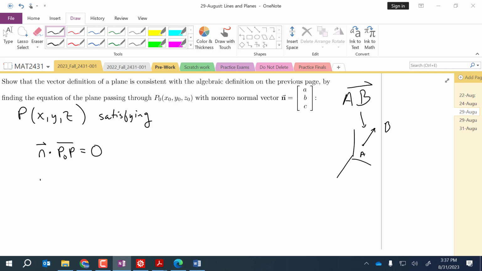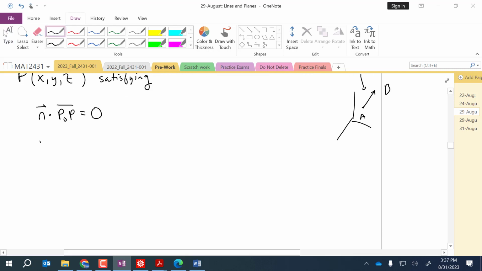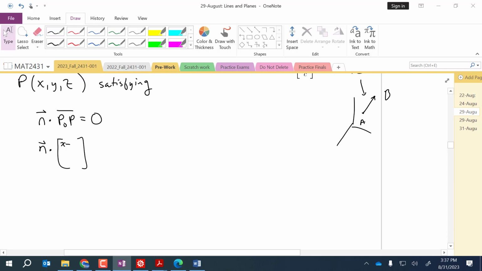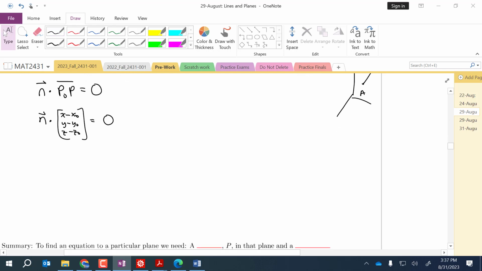So let's go ahead and explore it, because there's still a little room for confusion here, so let's keep diving down into it. First of all, we'll write n dotted with, how do we construct a tip-to-tail vector? We would do x minus x naught, y minus y naught, z minus z naught. What am I doing there? I'm taking the tip minus the tail to give me each of those components of the position vector. And we want this to come out to be what? 0. So what's our normal vector? It was the vector ABC. We want to dot it with this vector x minus x naught, y minus y naught, z minus z naught equals 0.